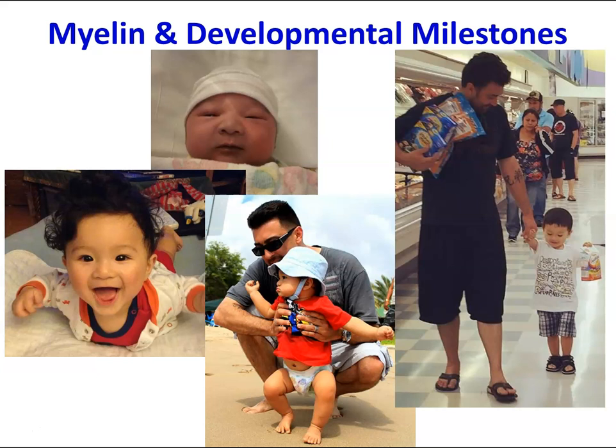If you don't have enough myelin going to your skeletal muscle in your arms and legs, you can't stand, okay? You won't be able to do coordinated movements like walking, okay? So developmental milestones are dictated by the growth of myelin covering those long axons.